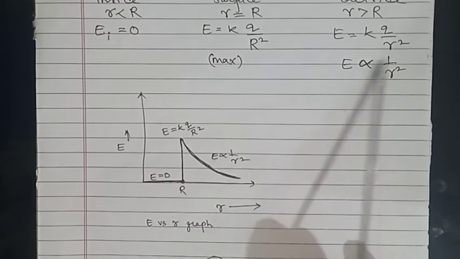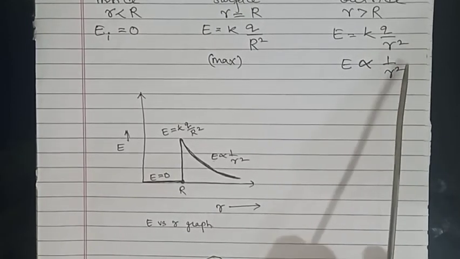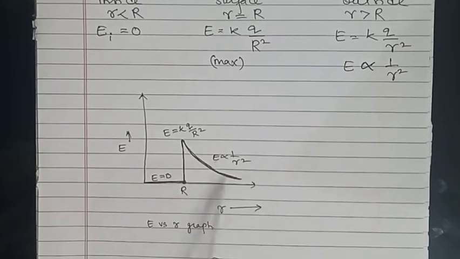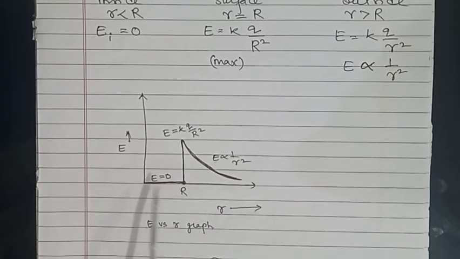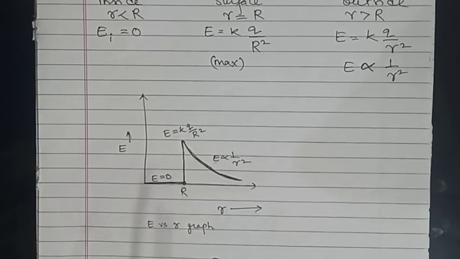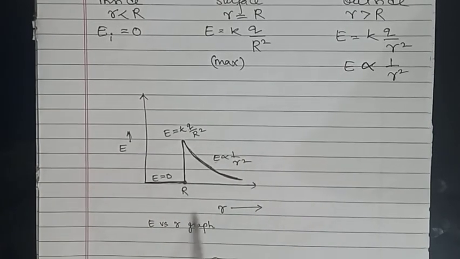So till the surface there is no electric field. So on the surface, when this r is equal to the radius of the sphere, that time electric field was k q by R square. That time it was maximum. Now after that it is inversely proportional, 1 by r square. That means when r increases, E should decrease. So this is the graph for 1 by r square. So the electric field should decrease. So first there is no electric field, maximum electric field on the surface, then it decreases like this. So this is the graph for E versus r for the spherical shell.